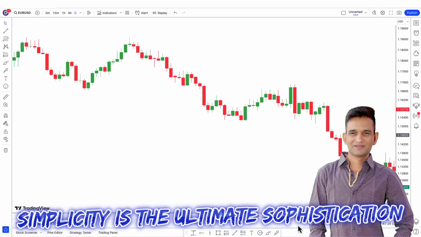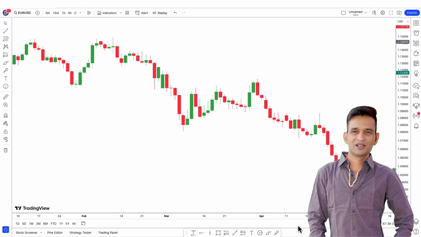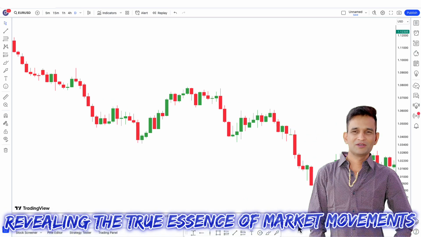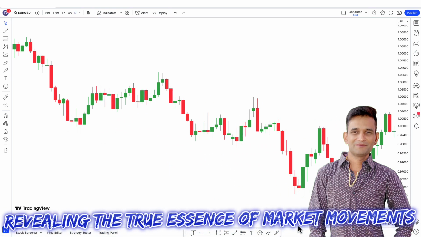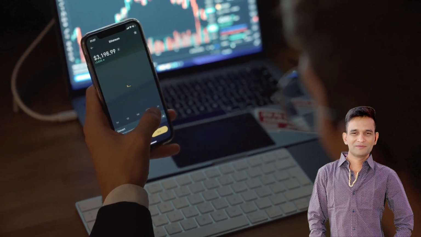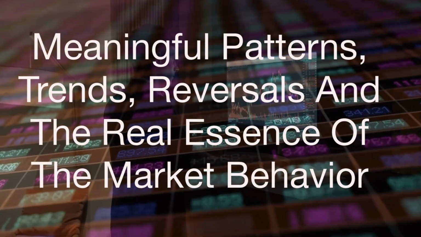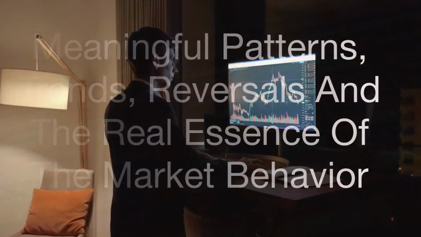Simplicity is the ultimate sophistication. Price action concepts embody this philosophy by cutting through the distractions and complexities, revealing the true essence of market movements. Price action concepts offer a raw and unfiltered view of market behavior, allowing traders to see meaningful patterns, trends, reversals, and the real essence of the market behavior.